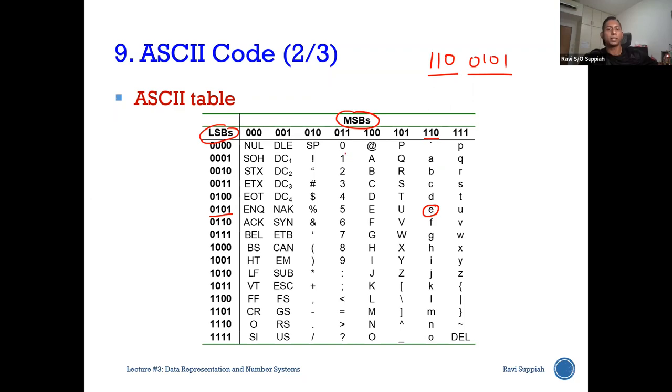Okay, if I want to represent the number 1, so this is your lowercase e. If I want the number 1, it will be 011 followed by 0001. So this is actually your number 1. Okay, so every digit on your keyboard is actually represented with a particular code. Okay, so that is what the ASCII table is for.